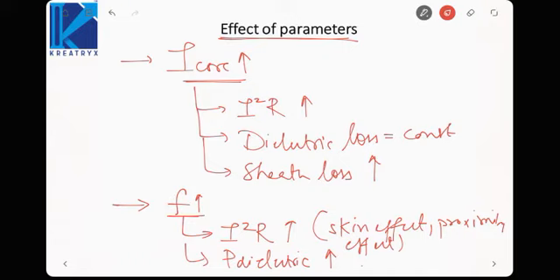But about sheath loss, induced EMF is always proportional to frequency. As we saw in machines, induced EMF is 4.44 F N phi, so it is proportional to frequency. So as the induced EMF increases, the sheath loss will increase.